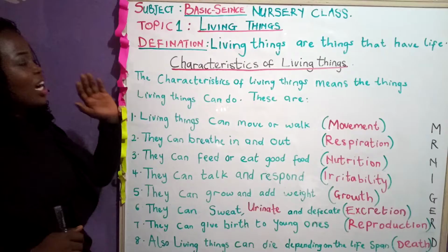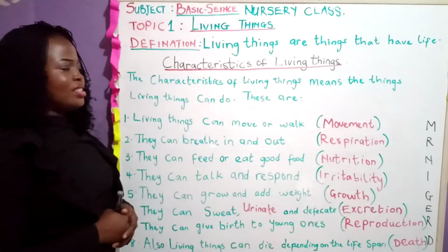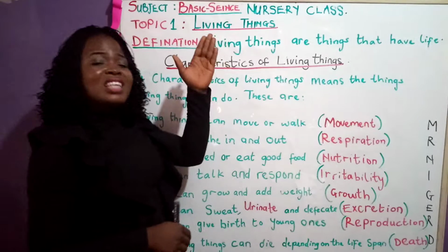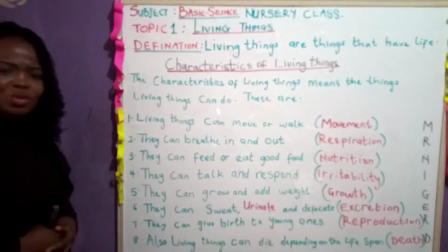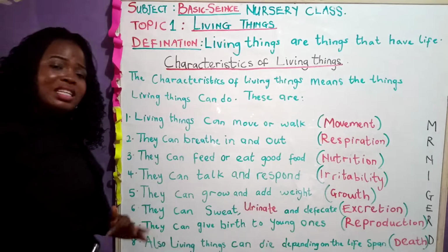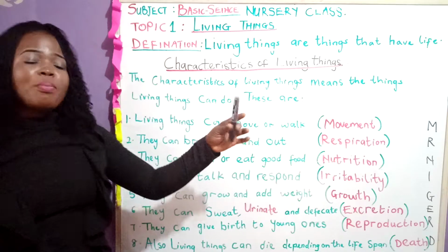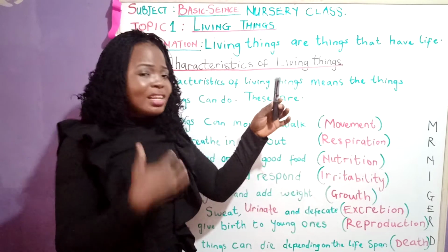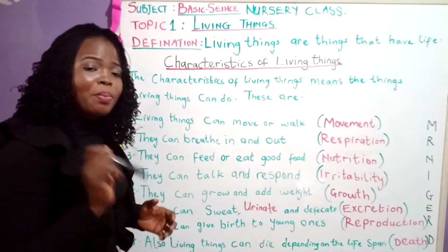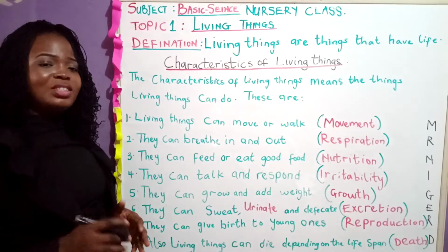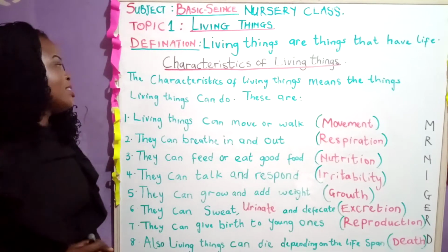Today we are looking into the characteristics of living things. What are the characteristics of living things? Characteristics of living things simply means things that living things do. What do we do? There are some things we can do as living things that other things cannot do. For instance, can you compare this pen with me? There are some things I can do as a living thing that this cannot do. The same thing goes to you pupils. There are many things you can do that ordinary things cannot do because you are living things.